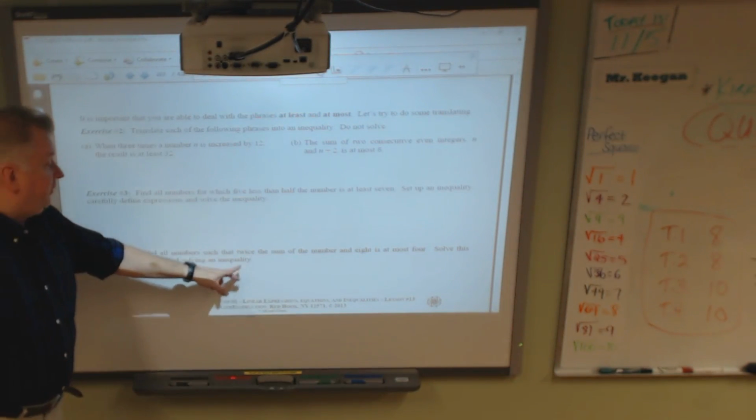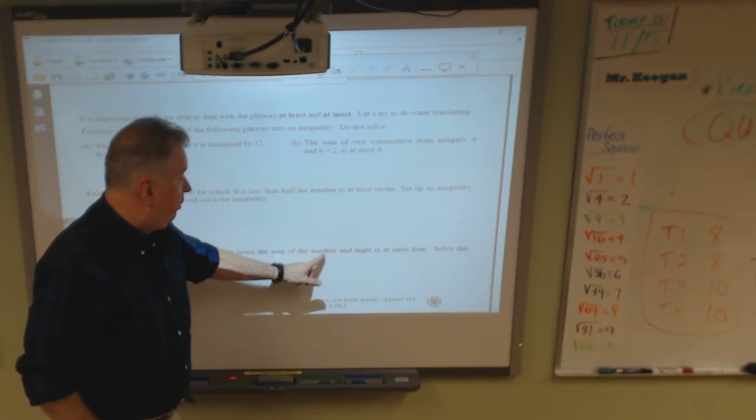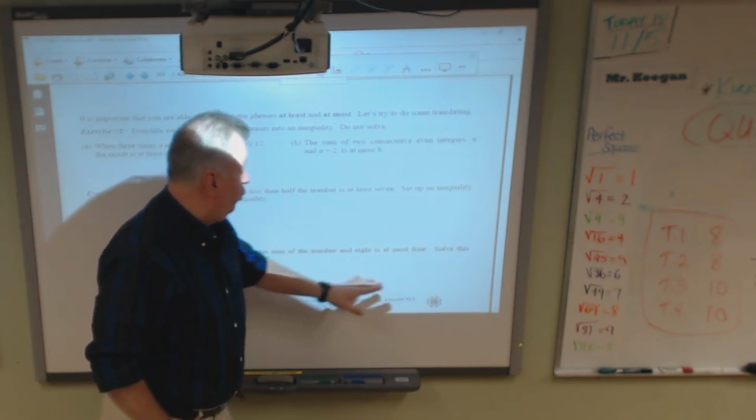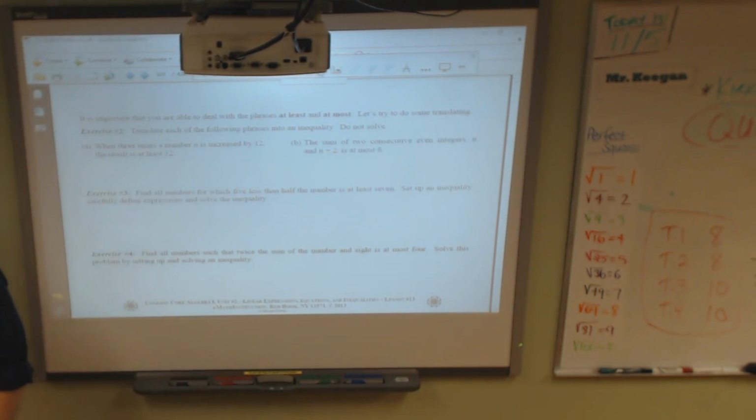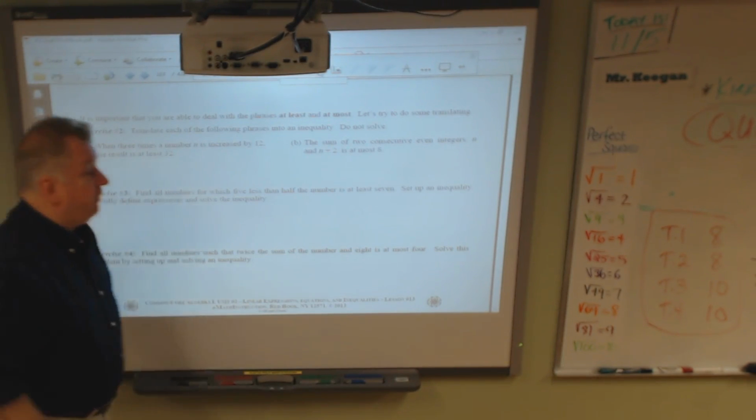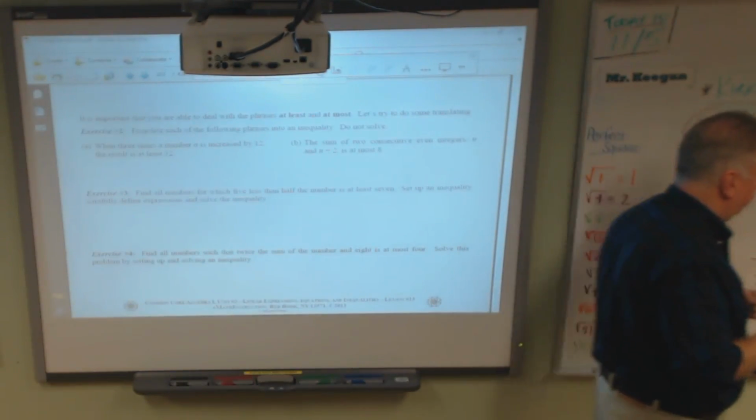Find all numbers such that twice the sum of the number and 8 is at most 4. Now, I want you guys to do this on your own. Call me over when you got it. Just the way we were doing this, right? Find your x first and then work backwards.